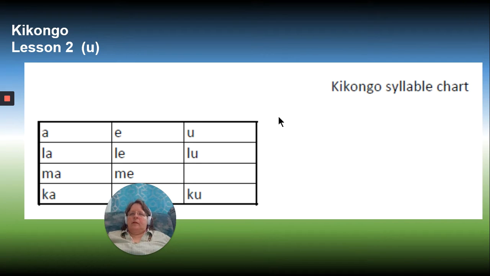Okay, before we get into looking at Kikongo Lesson 5, just a reminder of our syllable chart that we are doing. You can see here that we've added the U and our two syllables that were new, lu and ku, and we didn't add any other syllables that we drilled that we already have here.